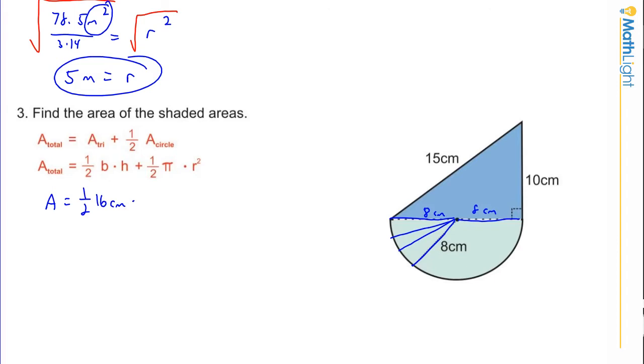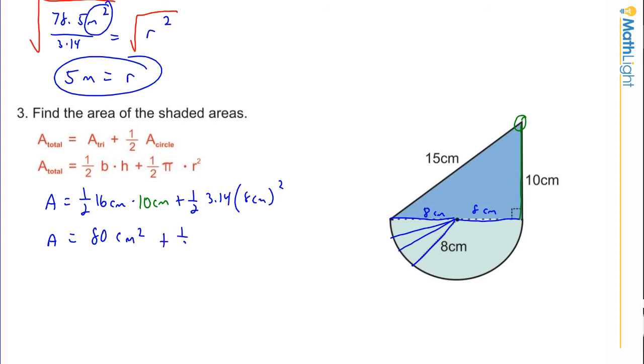What's the height of the triangle? Where's the perpendicular distance from that base to the opposite vertex? Right there. That's the 10 centimeters. Is it not? It is. All right. Plus 1/2 pi, 3.14, times our radius squared. What's the radius of our circle? 8 centimeters, squared. All right, let's do some simplifying. Half of 16 is 8. 8 times 10 is 80. So we get 80 centimeters squared for the front part.